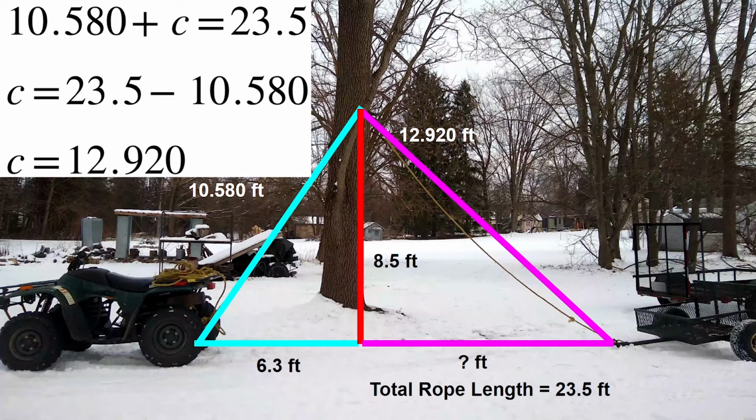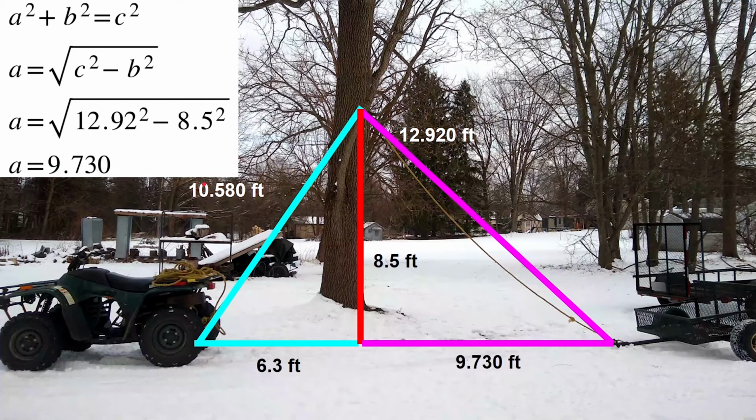Now there is a special relationship between the hypotenuse on the left side and the hypotenuse on the right side. This is because the 2 hypotenuses added together represent the total rope length, meaning that if we have 10.58 feet on one side, the other side must, when added to the original, equal up to 23.5 feet. Meaning that if we take 23.5 feet, minus the 10.580, we get that the other side has a length of 12.92 feet.